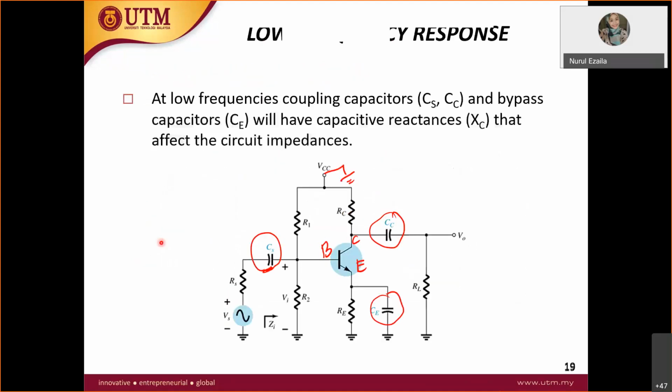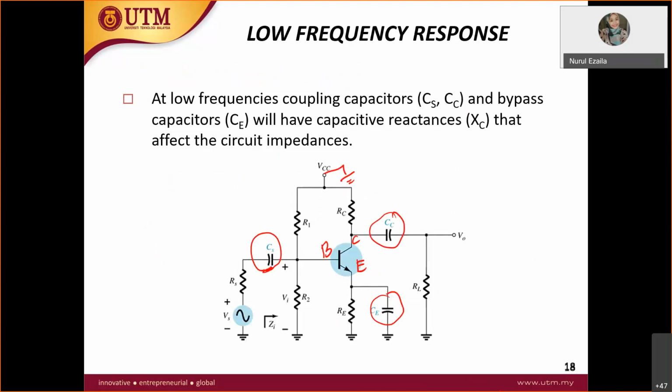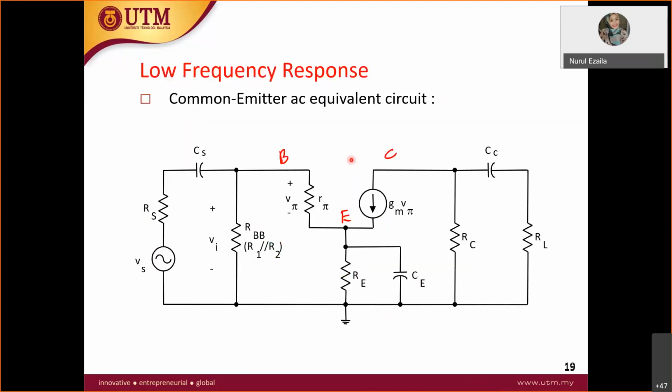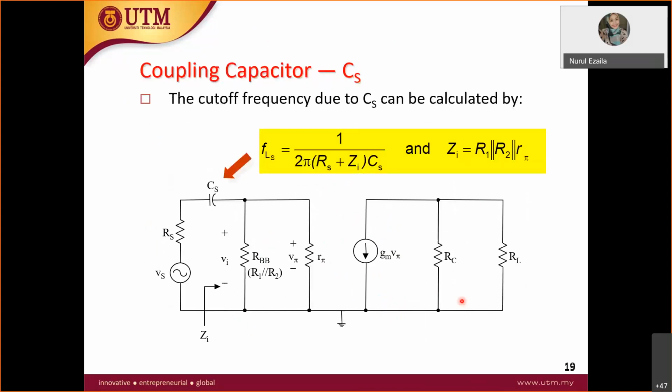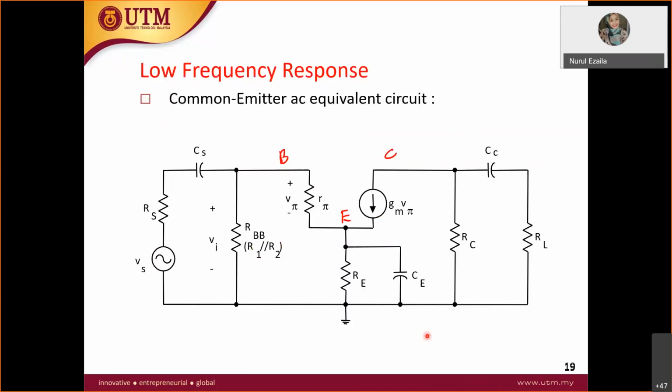Now let's take a look at the emitter. At the emitter, you have RE and also capacitor CE. Put everything here. At the collector, you have RC to the ground. Then you also have this capacitor CC to RL to the ground. This is your V out. So how do we find the capacitor? How do we find the frequency?